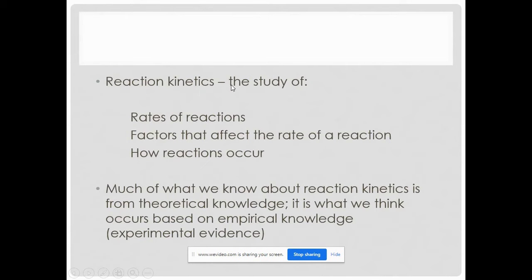Reaction kinetics, what is it? It is the study of how fast a reaction happens. It also is the study of factors that affect how fast a reaction happens, and that's 6.2, and how reactions occur. So much of what we know about reaction kinetics is from theoretical knowledge. It is what we think occurs based on empirical knowledge, experimental evidence.